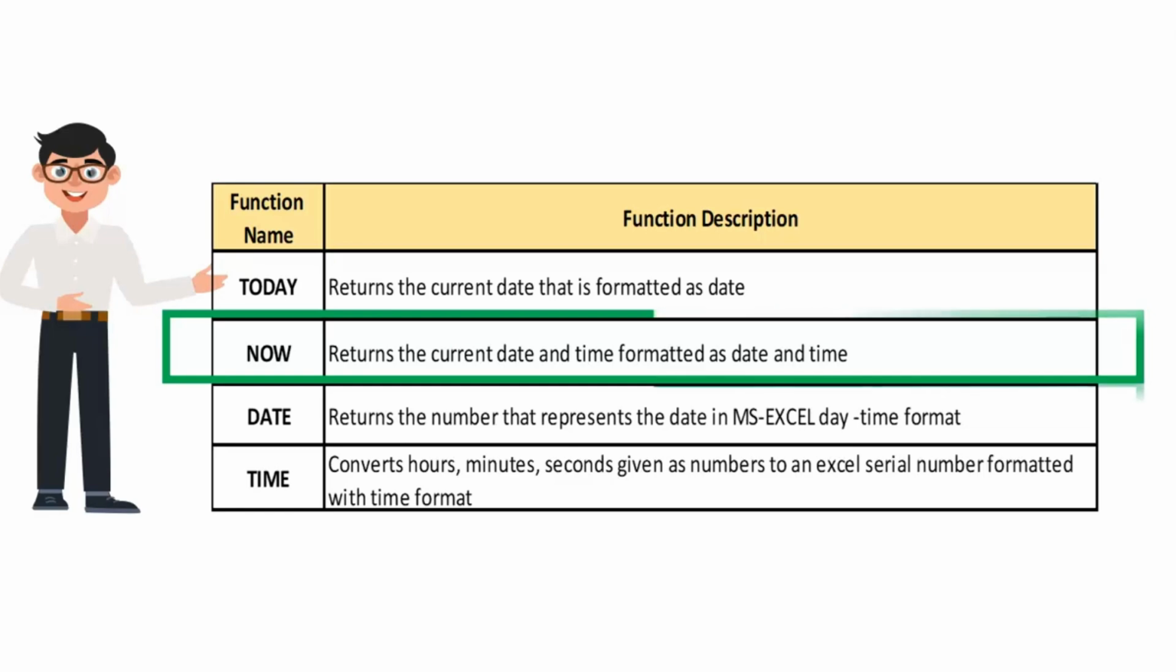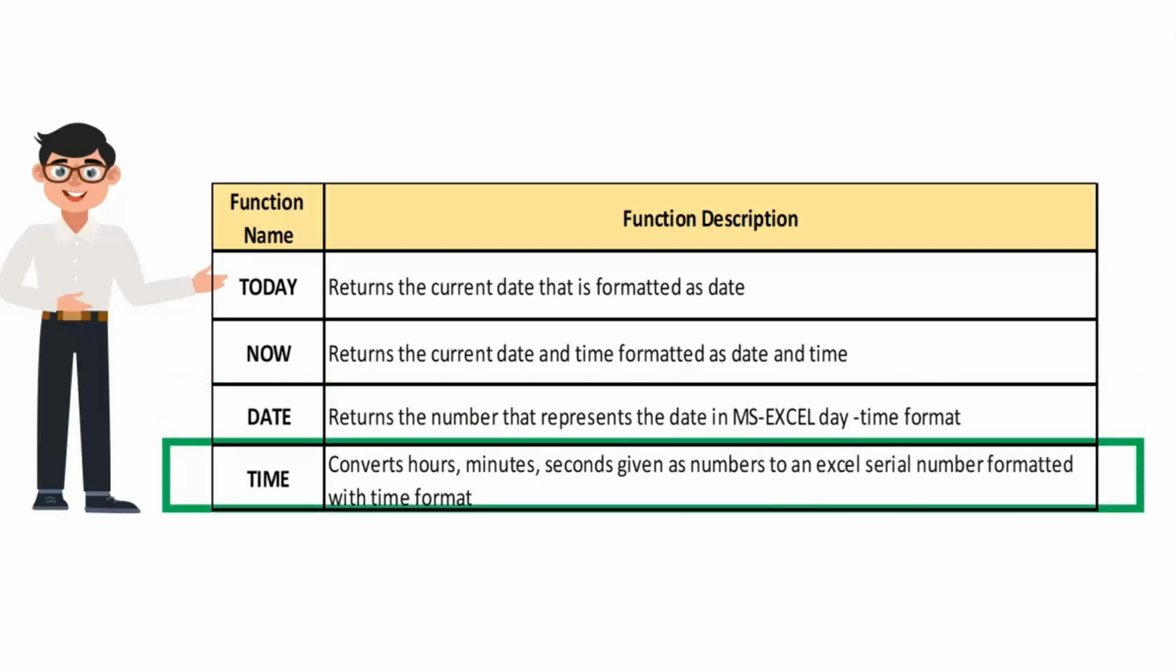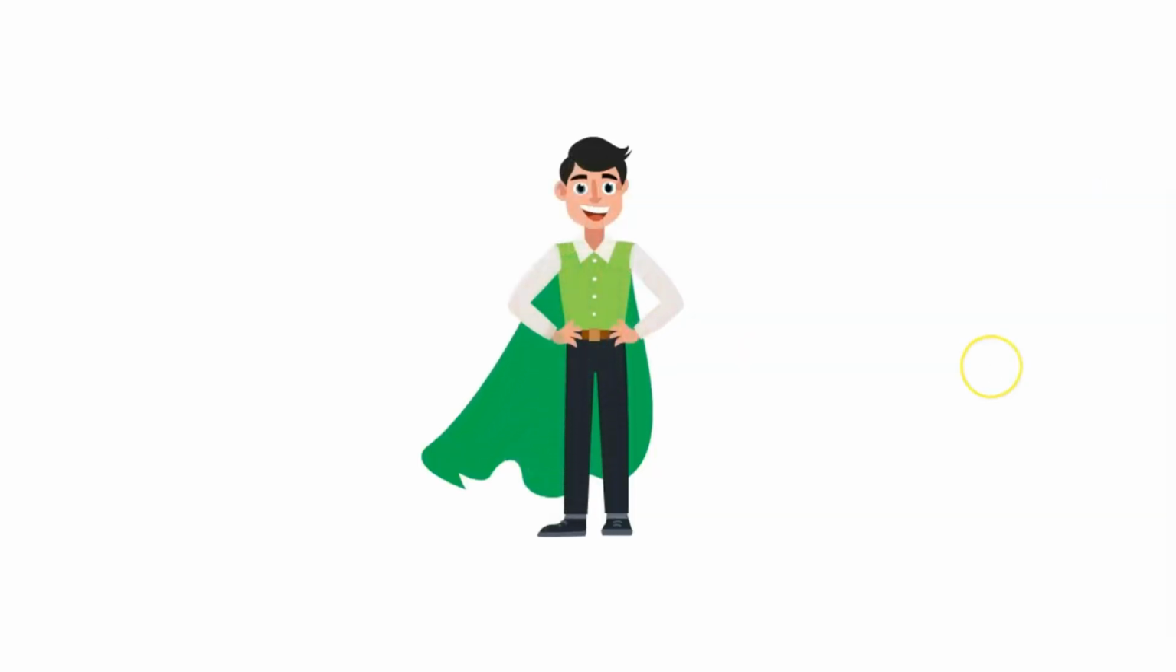Moving to date, it returns the number that represents the date in MS Excel date time format. Moving to time, it converts hours, minutes, seconds given as numbers to an Excel serial number formatted with the time format. Now, let us move to our Excel sheet for some hands-on.